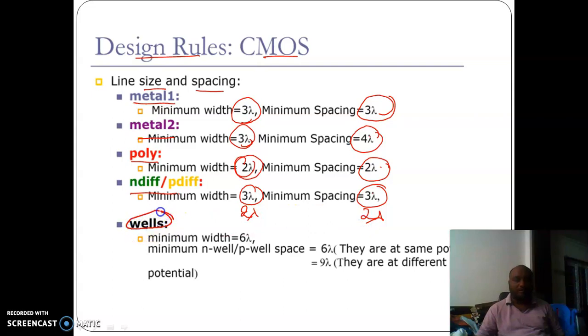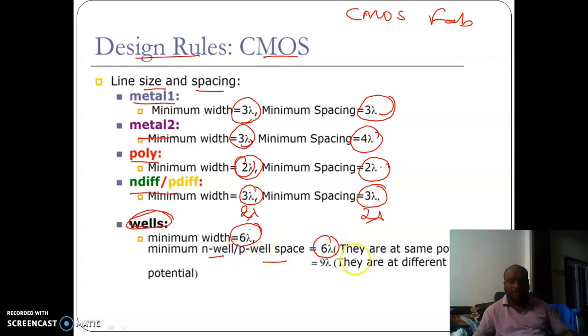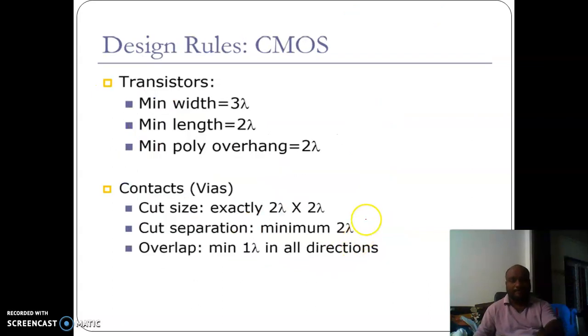Here we have a term called well in CMOS design, as we all know from CMOS fabrication, which is not present in NMOS fabrication. The minimum width of the well should be 6 lambda, whereas the minimum N well and P well spacing is 6 lambda if they are at the same potential, and if they are at different potential, that should be 9 lambda.